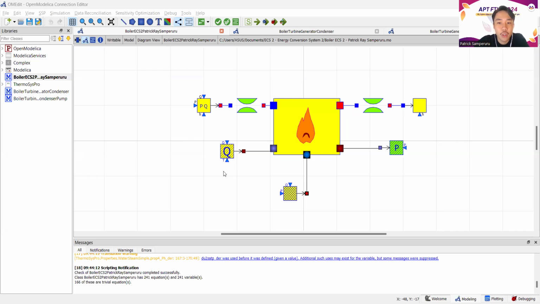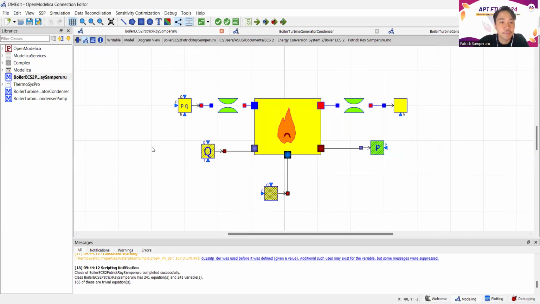In this video, I will be presenting my final results of the simulation in OpenModelica for the steam turbine power plant simulation for the energy conversion system 2 class. The part that I got is mainly the boiler as well as the pump of the turbine of the power plant. Right, so I'll be briefly explaining my project of the boiler first.